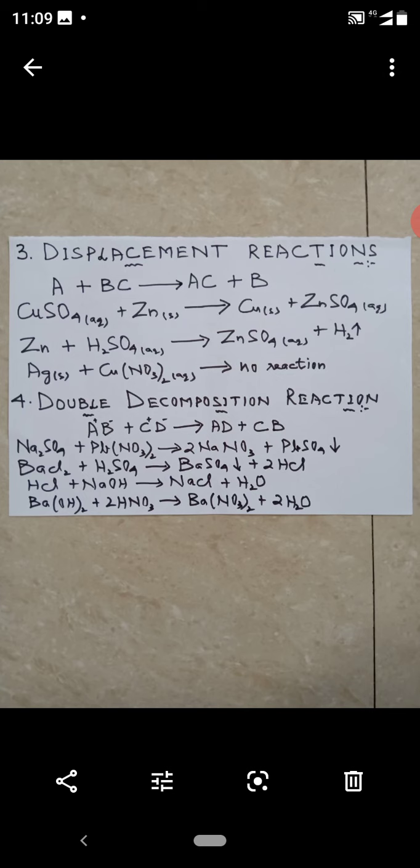Why do you remember this particular series? What I said, the metal activity series. In this series, the metals placed higher in the series will displace the metals placed lower in the series. For example, you can see zinc displaces copper. Why? Because zinc is above copper.